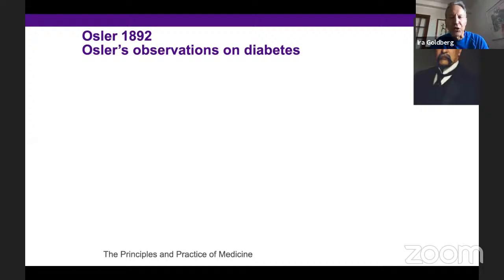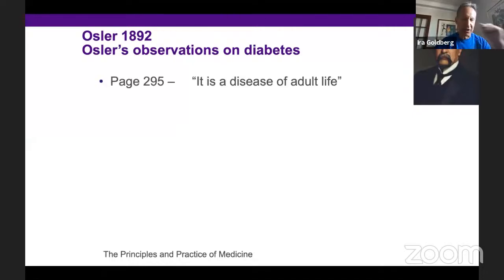So here's the historic view of diabetes. William Osler was the chairman of medicine at Johns Hopkins, and he was the physician of the late 19th century. And so I like to look back to see what people used to think 100 years ago. So this is what Dr. Osler said about diabetes in his textbook.